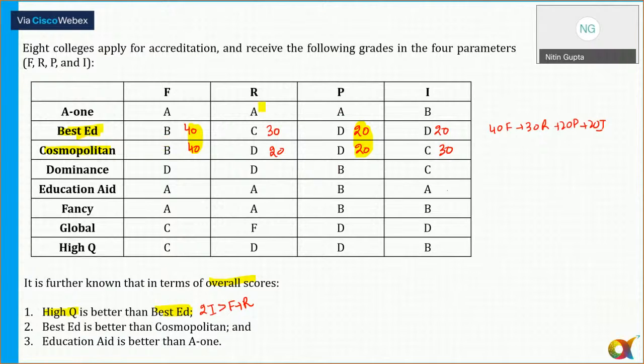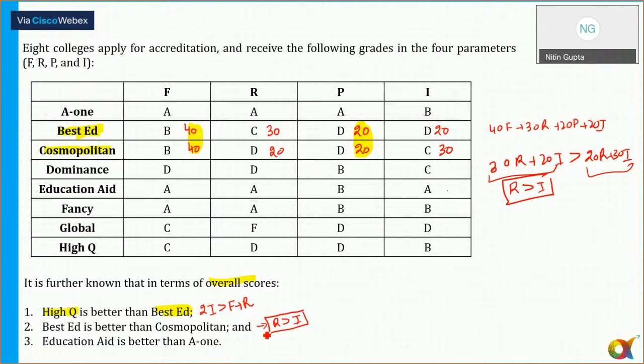And here, if I'm talking about the parameter R, for best ed, that is equal to 30 in 20, and it has to be greater than 20, 30. Okay, compare here. This is for best ed. Just all of them will get cancelled. So from here, I can say R is definitely greater. So we have got another piece of information here, from point number 2, that R is greater than I. Any doubts to anyone now? So from point number 2, we get that R is greater than I.